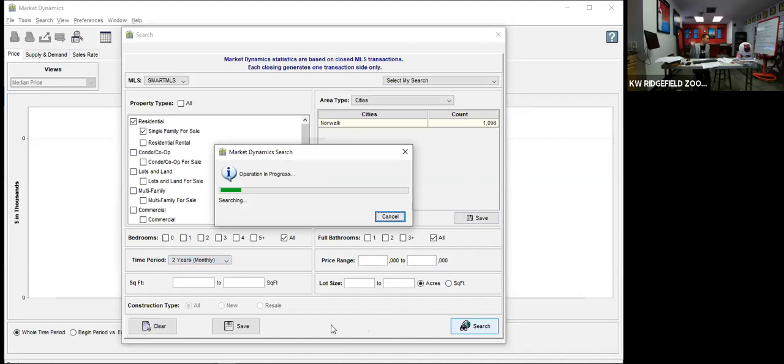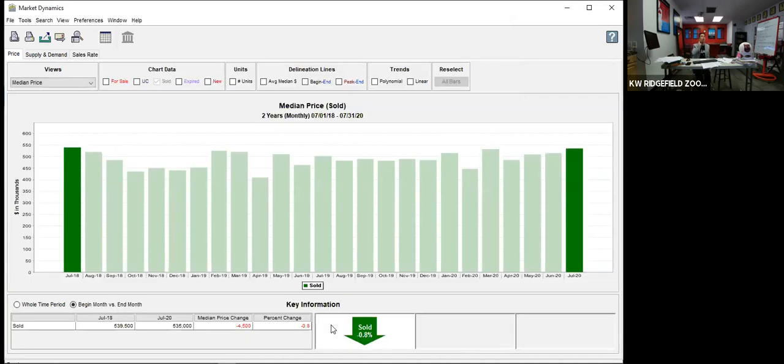When you hit search, it'll do its whole little to-do, and it will always bring you here. Notice this is not the supply and demand graph. It's the median sale price graph. You didn't do anything wrong.